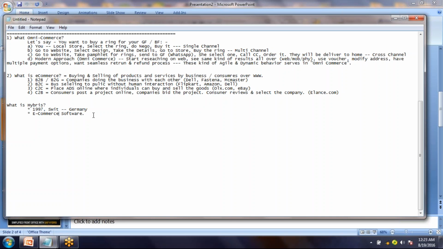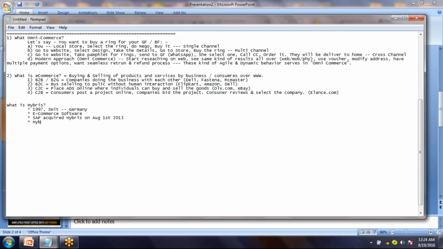Next thing is, if you look here, Hybris was not an SAP product from the beginning. SAP acquired Hybris on August 1st, 2013. That's almost 2 years, not 2 years, 3 years. 2014, 15, 16. So 3 years back, SAP acquired Hybris. That means before that, Hybris itself was a big company, you can say. So SAP acquired Hybris on August 1st, 2013.